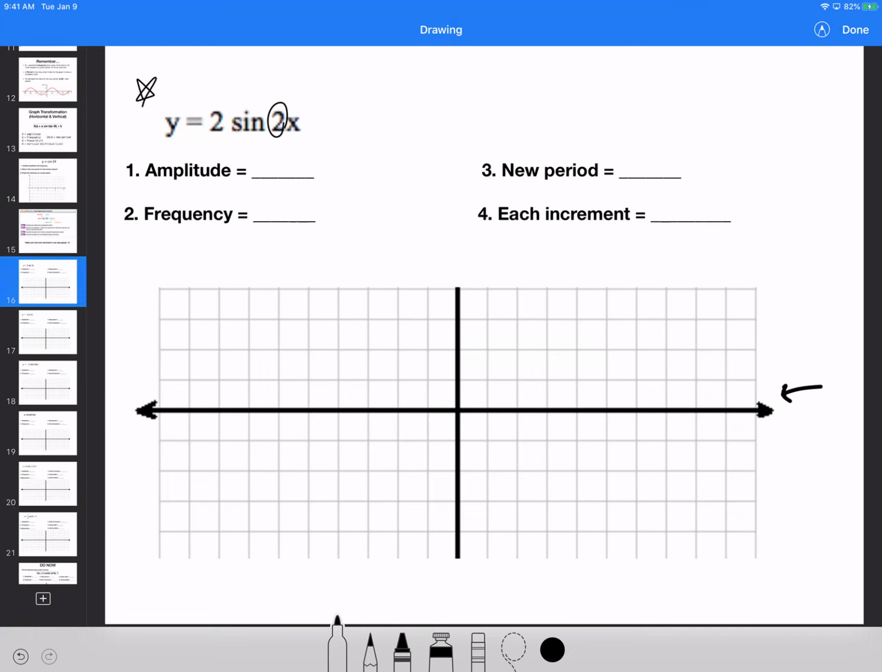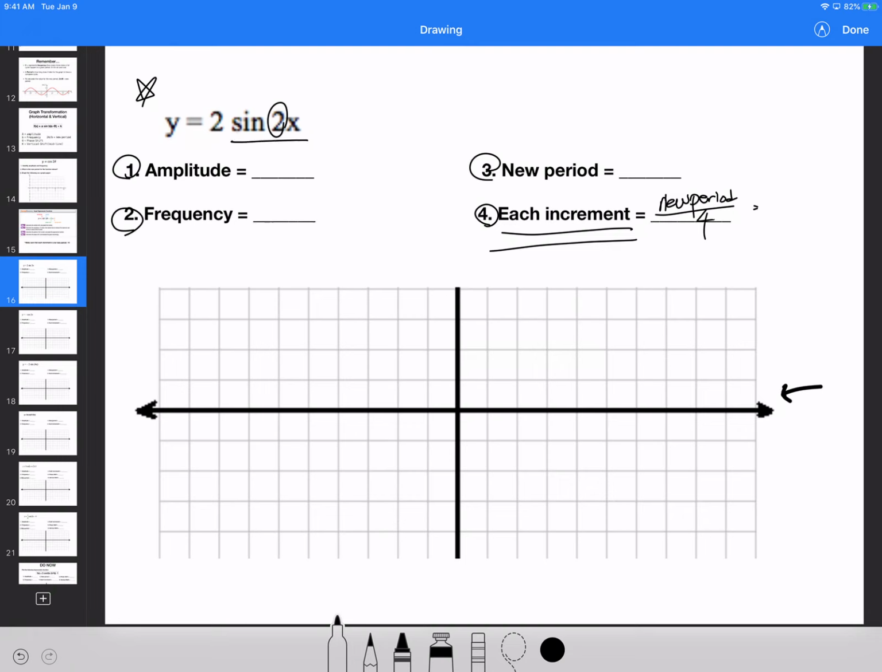Pause the video now and try this question on your own. Make sure you identify the amplitude, new period, frequency, and each increment. I cannot emphasize enough how important that is. Remember, each increment is the new period divided by 4. Okay, pause the video and try this on your own. Or you could just start the video already. Actually, I'm going to start it right now if you're ready to see it.